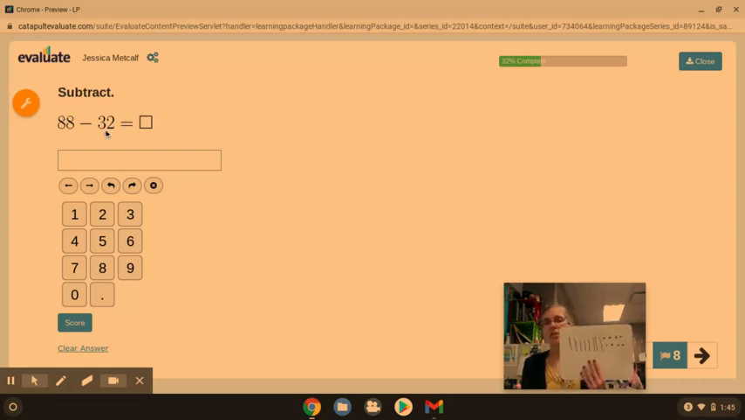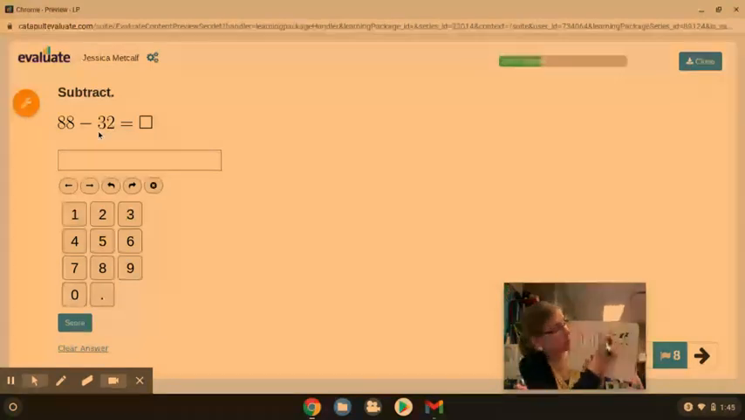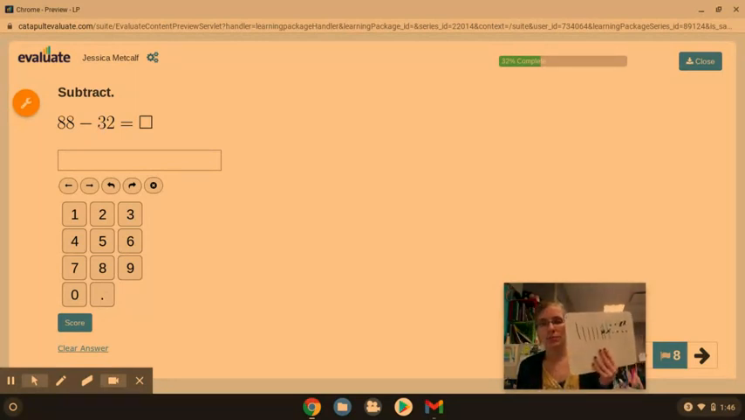Now we're going to cross off 32. And when we cross off 32, we're going to start with our ones place. So this tells us to cross off 2 ones. I have more than 2 ones here, so I can go ahead and cross off 2. And then my tens place, I'm going to cross off 3. 1, 2, 3. Make sure your boards match mine.